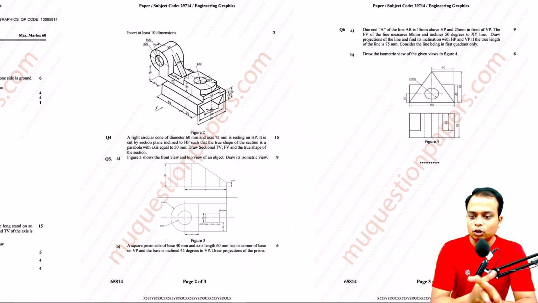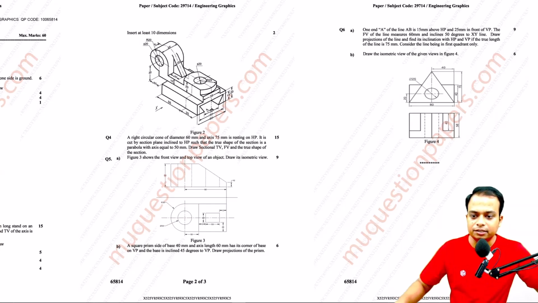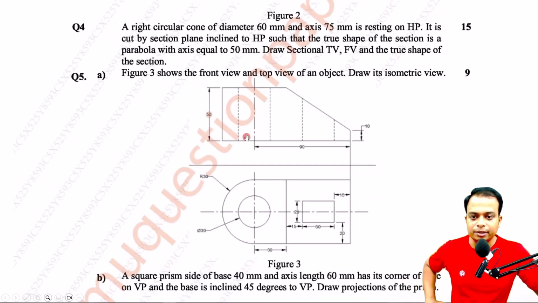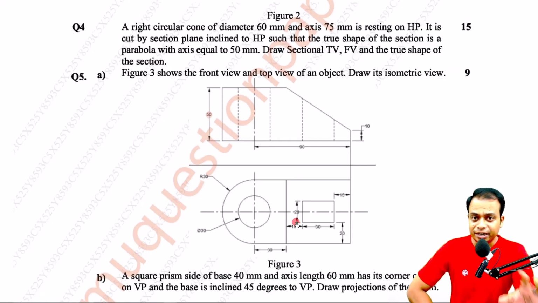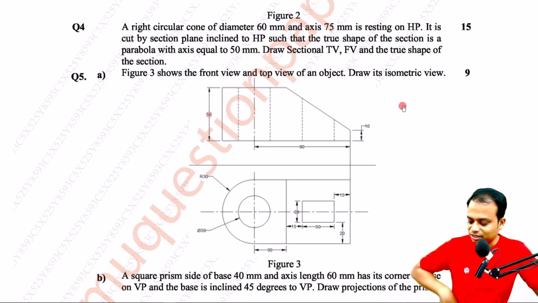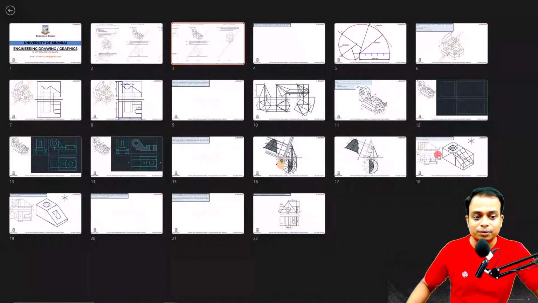Now let's talk about question number 5 and part A. This is for 9 marks. In this problem, we've been given the front and top view of an object, and you need to create its isometric view. Very interesting question for 9 marks. And how can we solve this? Watch this.